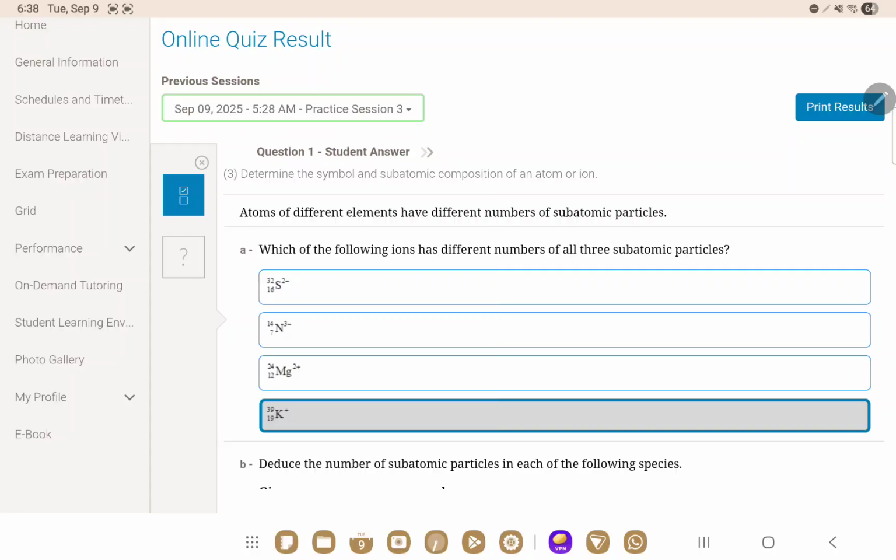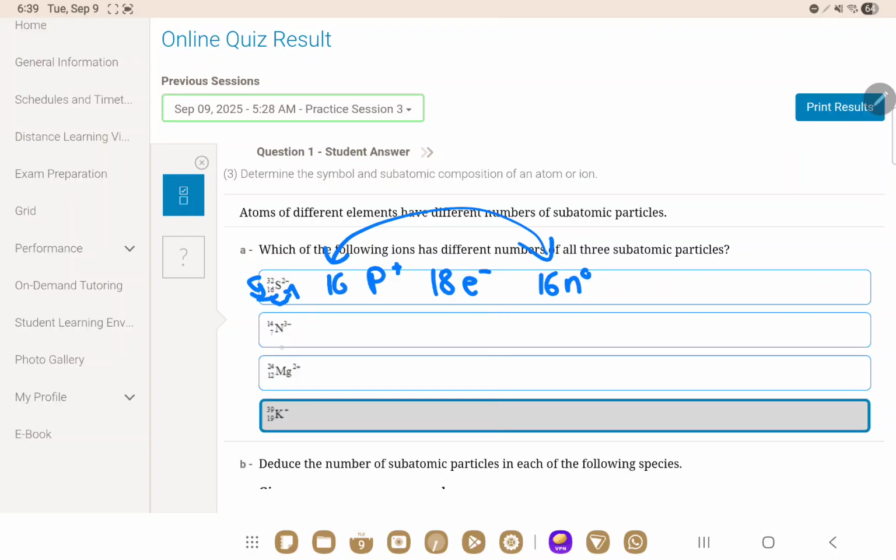Which of the following ions have 3 different numbers of all 3 subatomic particles? What you're gonna have to do is find the number of protons, which is the bottom number, so you have 16 protons. And then you need to find the number of electrons, which is 16 plus 2, because 2 minus means you have to add 2. So it is 18 electrons. And 32 minus 16 will give you the number of neutrons. We already should all know this. 16 neutrons. So you have 16 and 16, they're the same number.